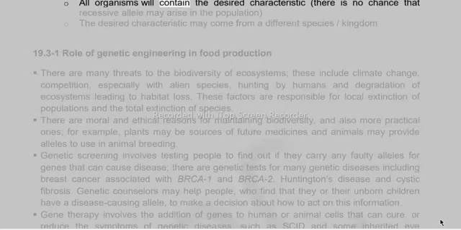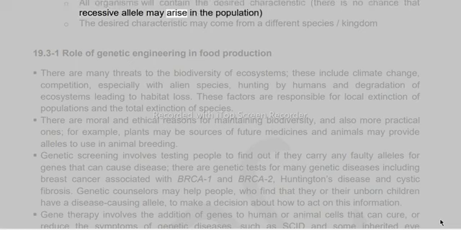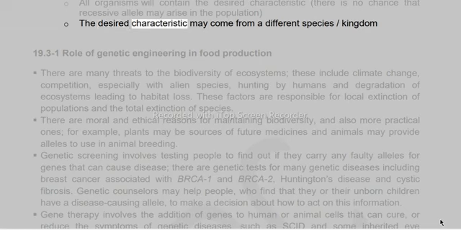All organisms will contain the desired characteristic. There is no chance that a recessive allele may arise in the population. The desired characteristic may come from a different species or kingdom.